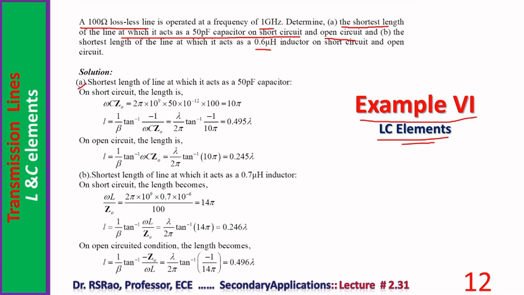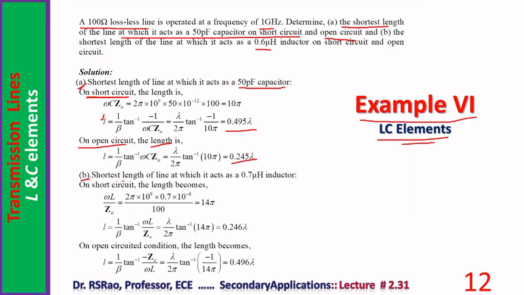First we consider A. Shortest length of the line at which it acts as a 50 picofarad capacitor. On short circuit, the length can be found as 0.495 lambda. On open circuit, these are the expressions for L, which we have already encountered in the previous example, so I need not explain again. On open circuit, substitution results in a length of 0.245 lambda.